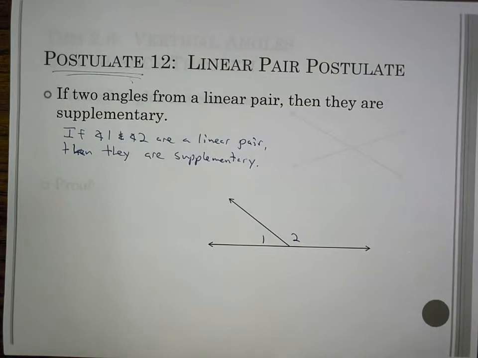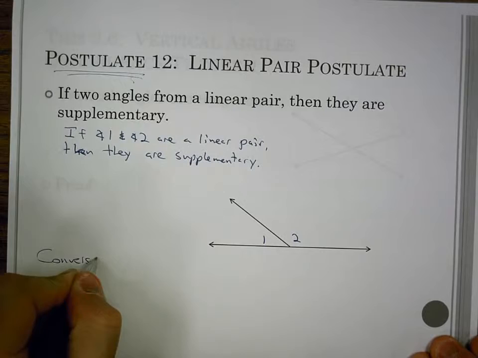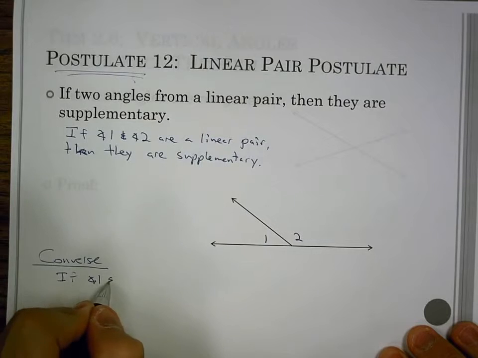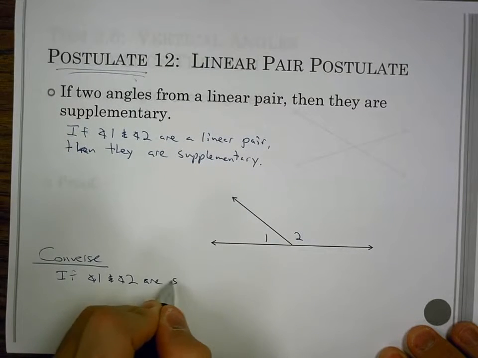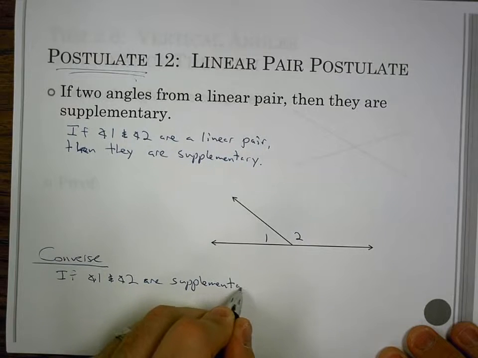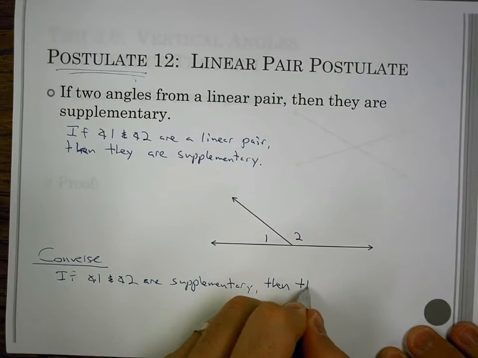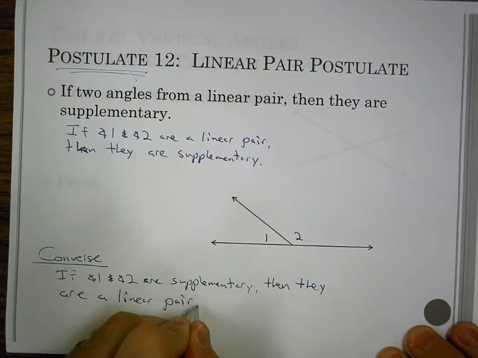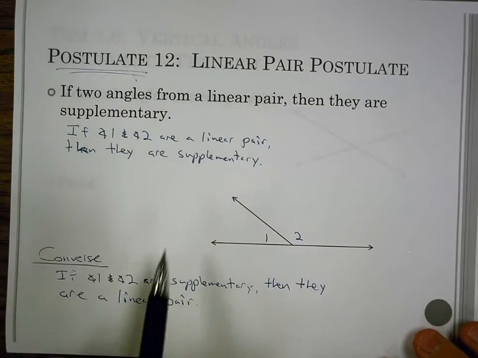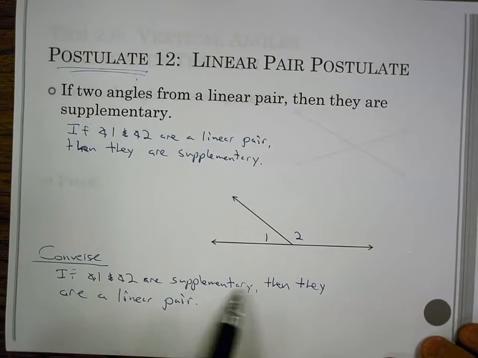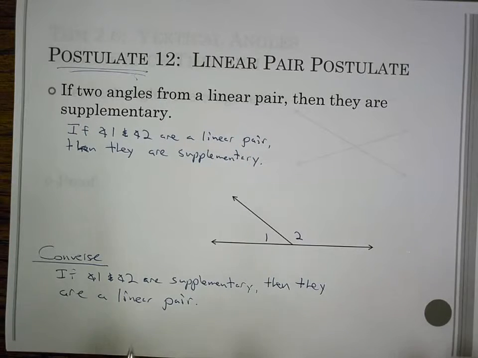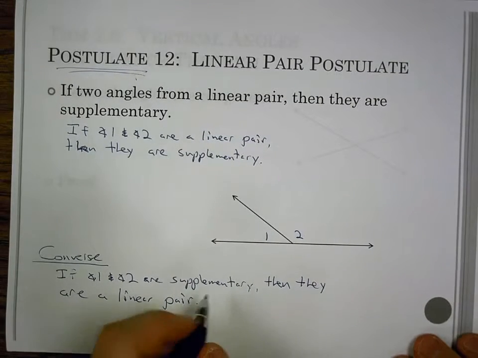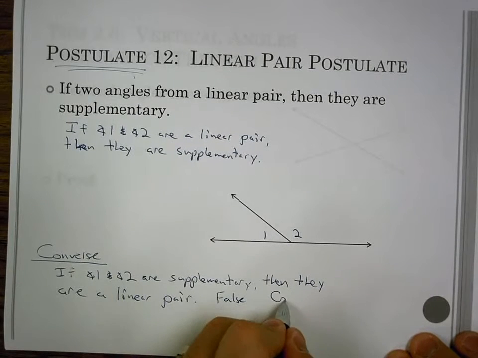But one thing to look at while we're here, let's think back earlier in this chapter we talked about the converse. So if I wrote the converse of this, I would say if angle 1 and angle 2 are supplementary, then they are a linear pair. So this we can accept as true because it's a postulate, but let's look at this one. If 1 and 2 are supplementary, then they're a linear pair. At first, it makes sense. Supplementary angles, they do work with linear pairs. But this one is false, actually, and we have to look at a counterexample.